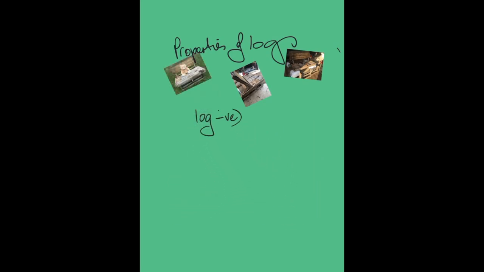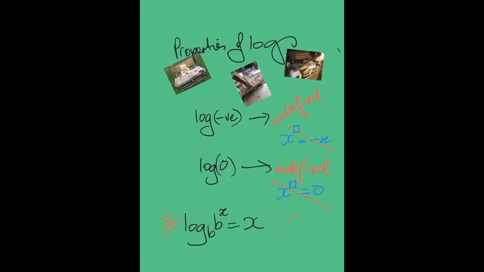So remember, the log of a negative number is undefined because there's no power of any number that'll give you a negative result. And the log of 0 is also undefined for the same reason. And don't forget, log base b of b to the power of x is equal to x.